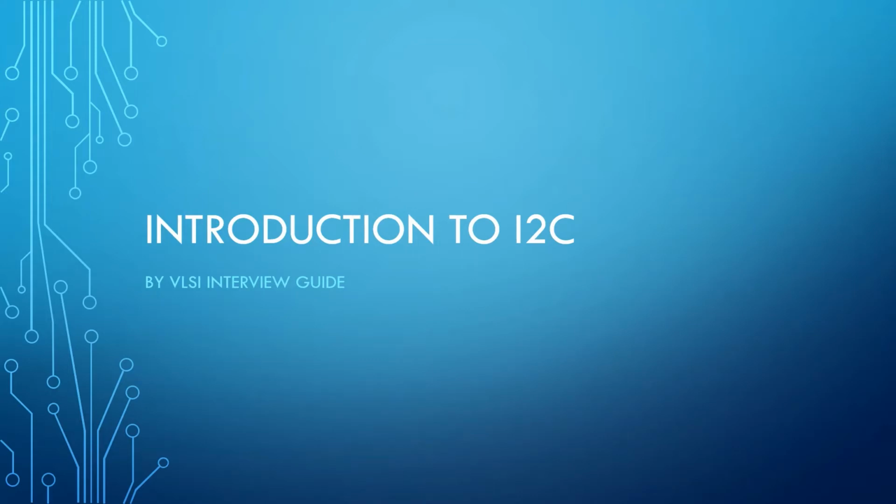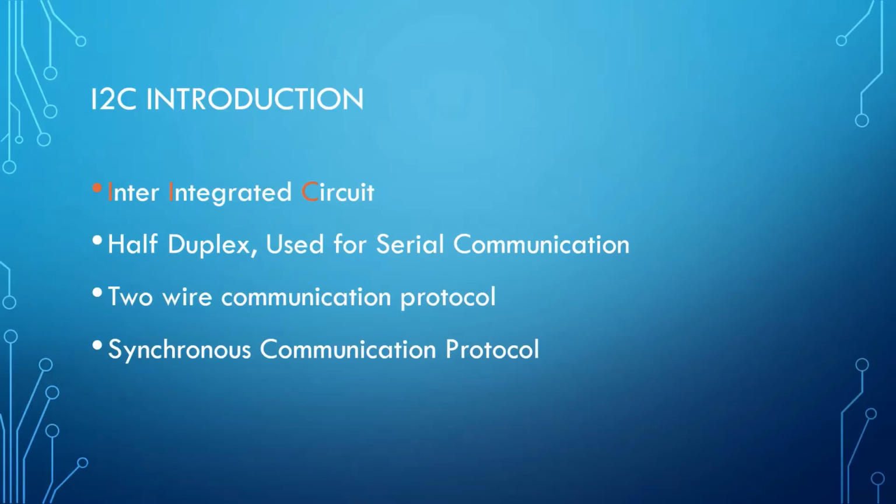Today we are going to see Introduction to I2C or IIC. So I2C introduction. The full form of I2C is Inter-Integrated Circuit. It's a half duplex communication protocol. Half duplex means there is one single wire for transmission and receiving. So we can send or receive data at one time, which means we cannot send and receive data simultaneously.